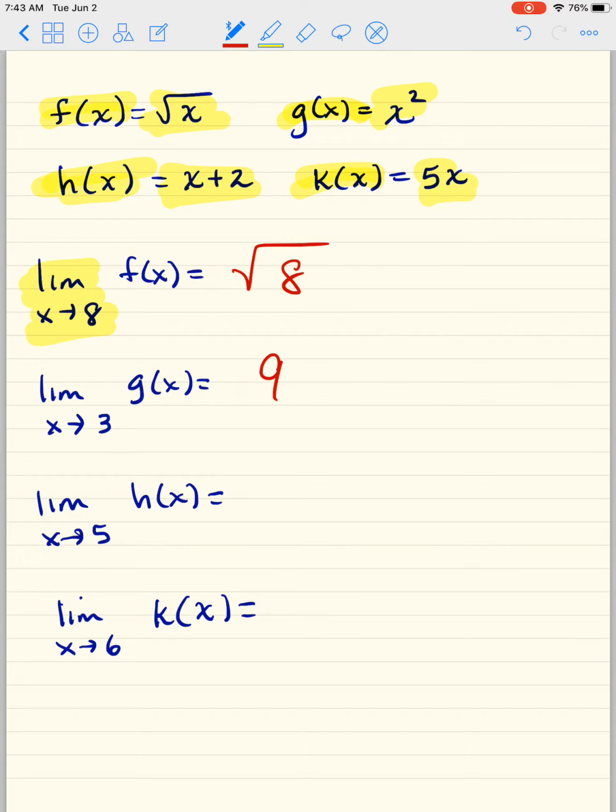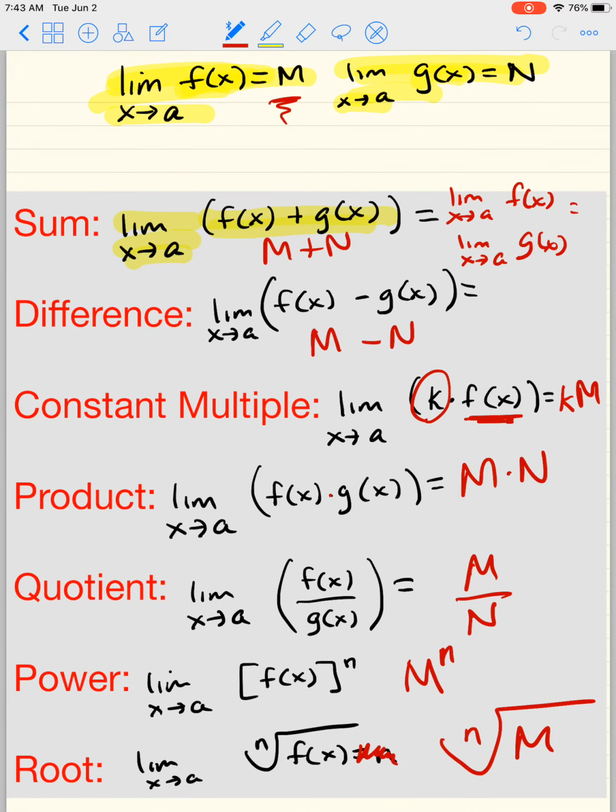That's going to be 9. What's the limit as x approaches 5 of h of x? 7. What's the limit as x approaches 6 of k of x? 30. And that's all. I hope everybody enjoyed it. I feel really badly if I did not make this video. There's some properties, and one of them that you might really want to know for later on is the quotient when we go into L'Hopital's rule.